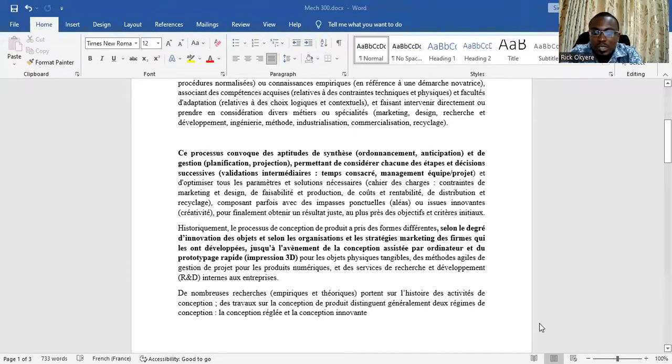So as I was saying, historically, the product conception goes through a series of processes. First, depending on the degree of innovation of the product or the marketing strategy of the organization. So mainly, the process that it goes through is first, the innovation of the product, how innovative is the object that is being produced. And then the marketing strategy the organization is going to use to market the product. So these are the key processes a conception of a product goes through to get to the finish line. Okay. All right. So let's go to the next line.